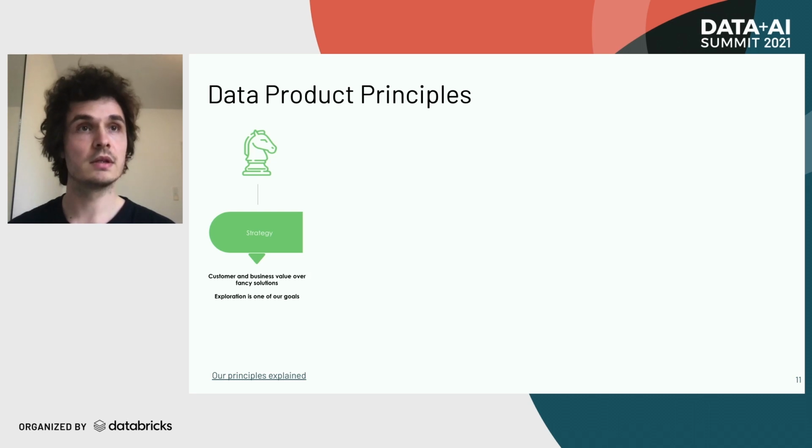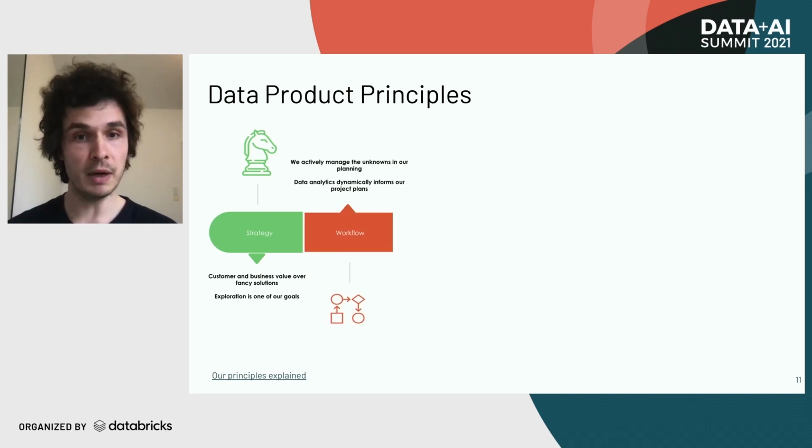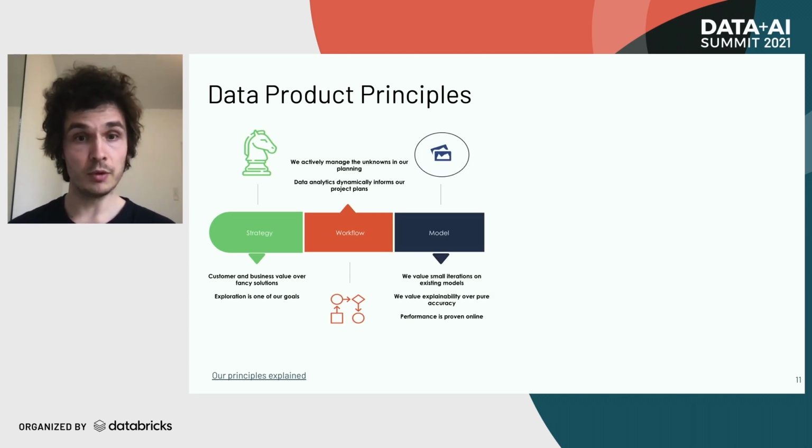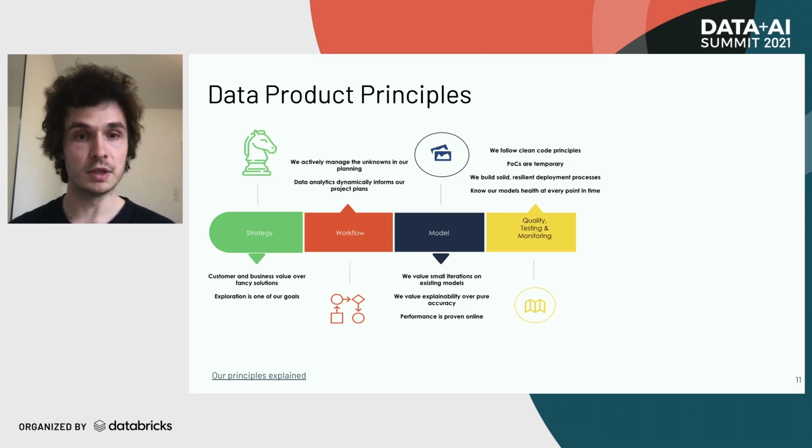The second one is about the workflow. So how do we plan our work? For example, we incorporate data to inform our planning. The third one is about the model. So how do we build the models? For example, we value small iterations of existing models, and performance is only proven online with A/B tests. The next one is about QA and monitoring. So how do we assure the quality of our models? And here, for example, we aim to have solid and resilient deployments.